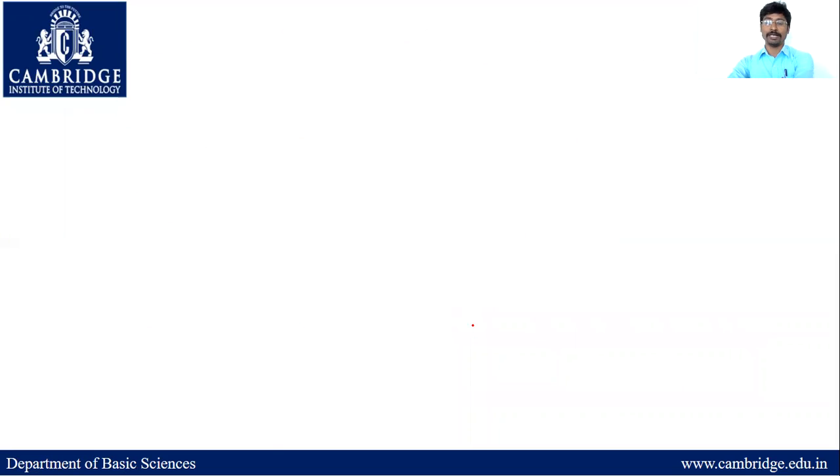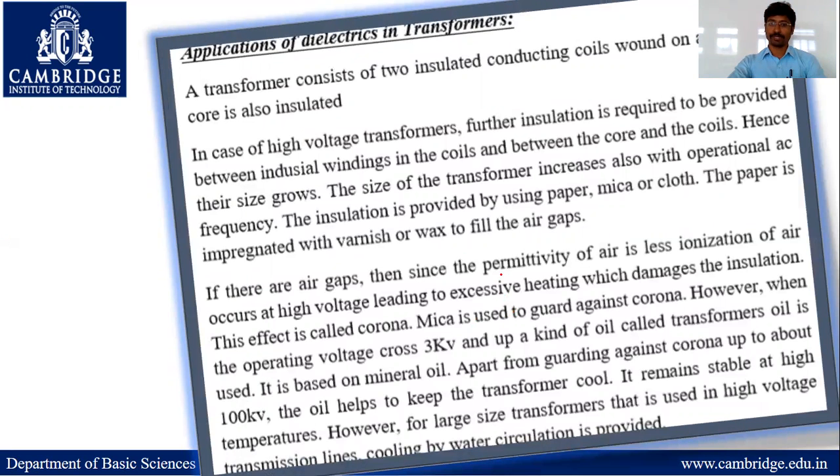Now we will discuss the application of transformers. A transformer consists of two insulated conducting coils wound on a core. In the case of high voltage transformers, further insulation is required between the windings in a coil. Actually, a transformer is a wound coil; a copper coil is wound on the core. Hence, the size grows between the core and the coil.